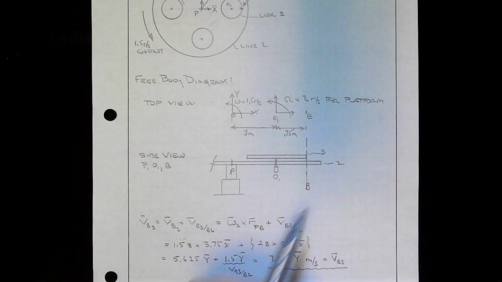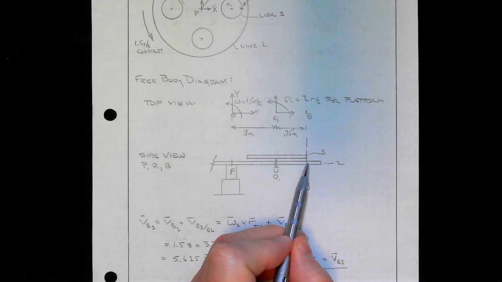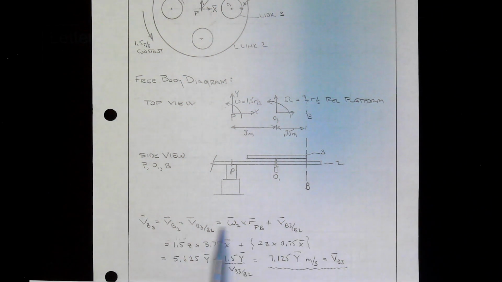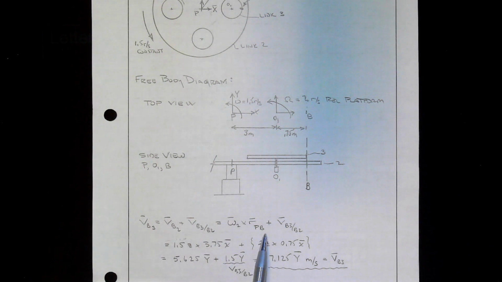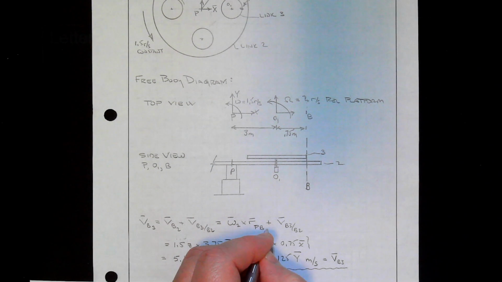Okay, so let's knock off the velocity for this thing. To go from B on link 2 to B on link 3, what is B on link 2 doing? It's nothing more than omega 2 cross R from P to B on 2. Sometimes people will actually put a little 2 in here.